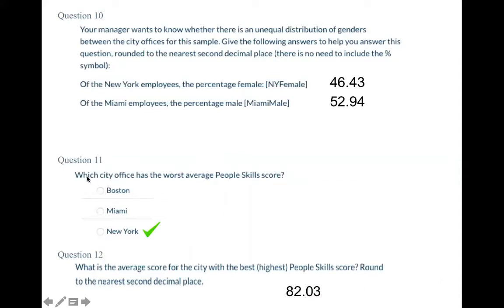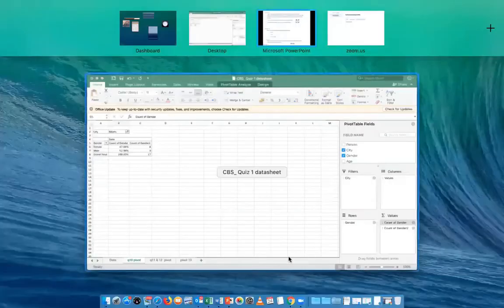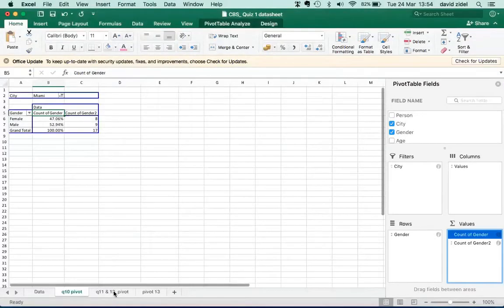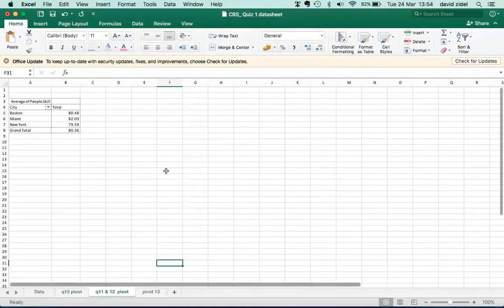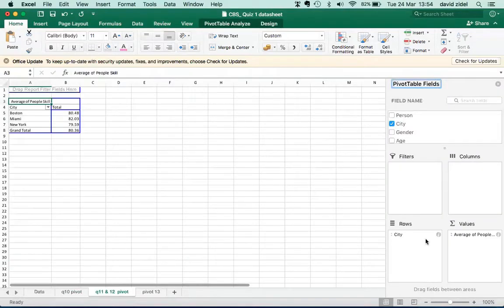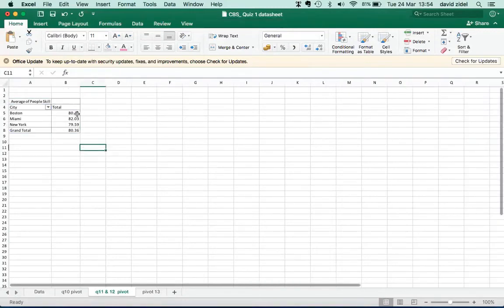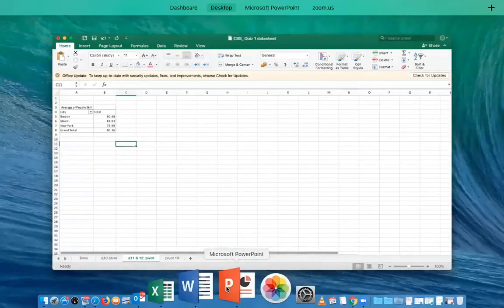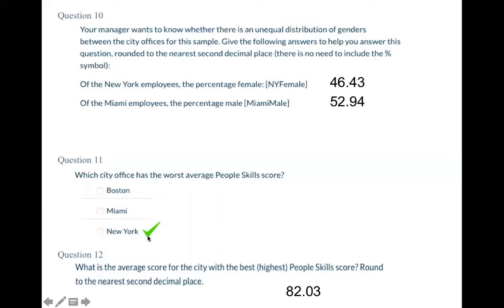If we look at questions 11 and 12, the question is which city office has the worst average in people skills. So if we go to question 11, the worst average for people skills, what I've done here is you're just having your city and the average of people skills. When I'm looking for the worst city, the average would be New York. So I'd go over here and have a look, and the answer would be New York.